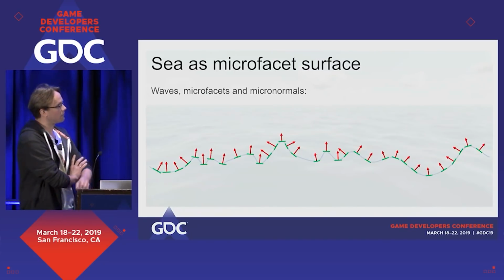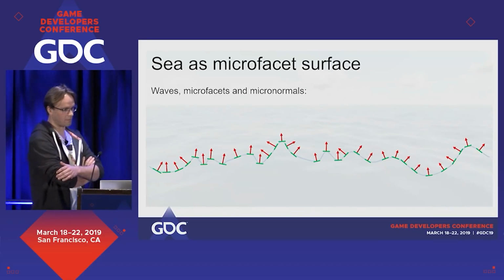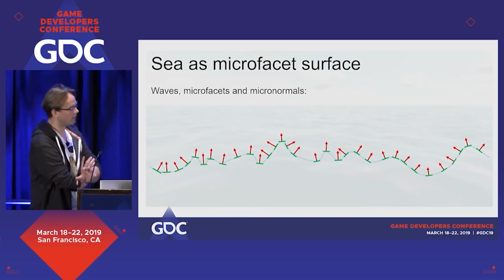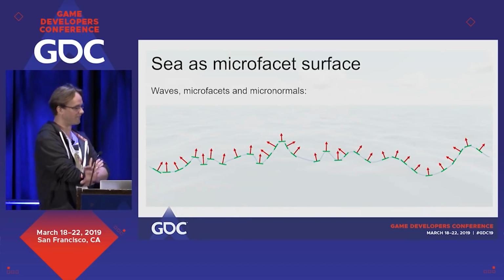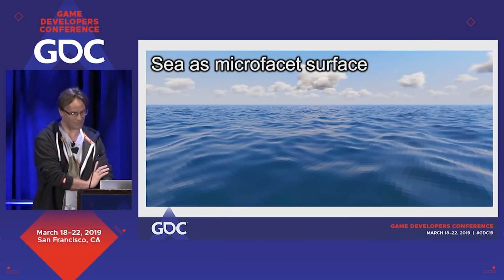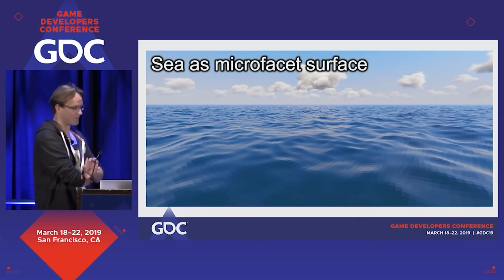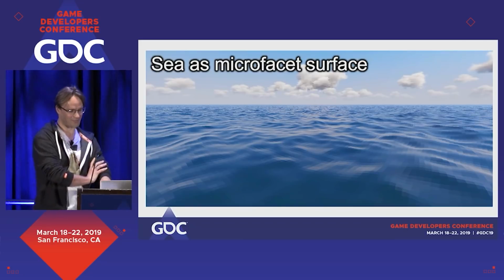To get to this level of realism, we need to treat our sea as a microfacet surface. This is a schematic drawing. I'm not very good at drawing, so my microfacets are just all around. They do not touch each other, but you get the idea, right? This is another nice screenshot, which is not correct at all, because those microfacets are not microfacets, but you see those as the facets.